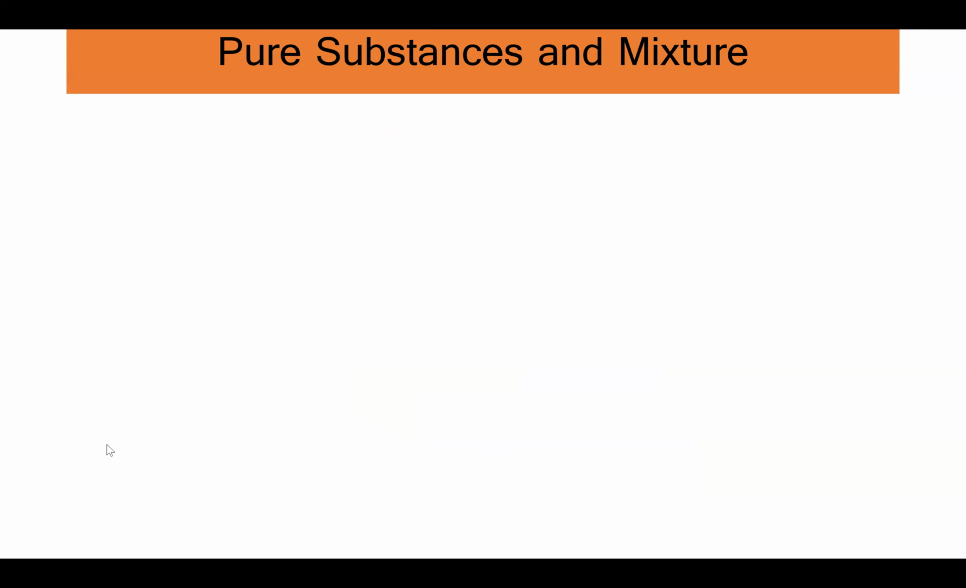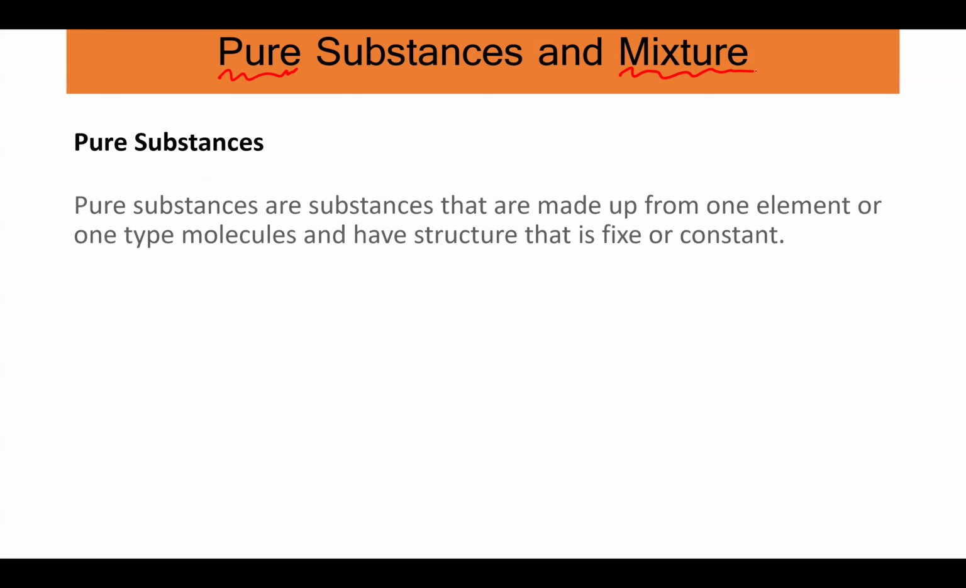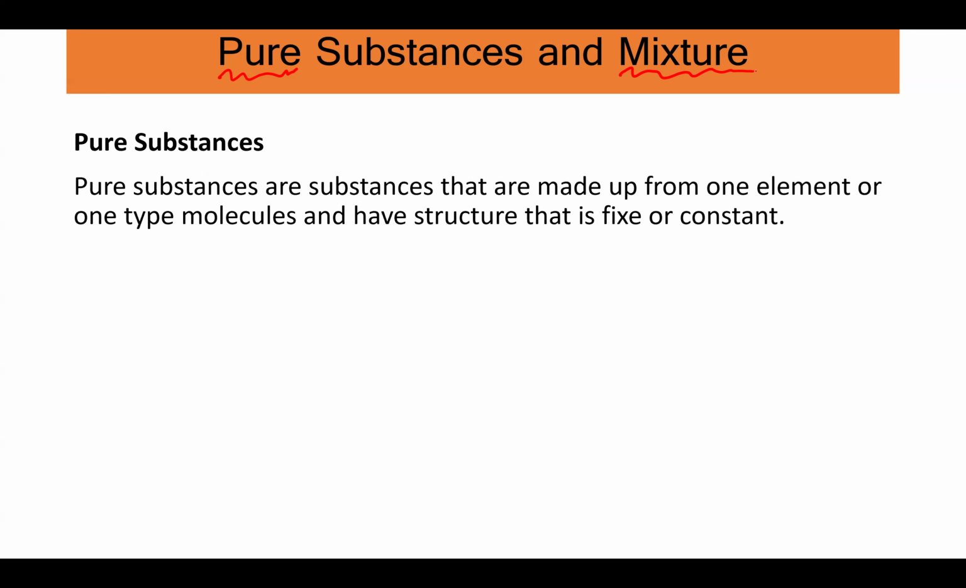the physical classification of matter, matter also classifies into substances. We call it pure substance and mixture substance. So basically, either you have a pure or mixture substances. What exactly are those? Pure substances are substances that are made out of one element or one type of molecule and have a structure that is fixed or constant.